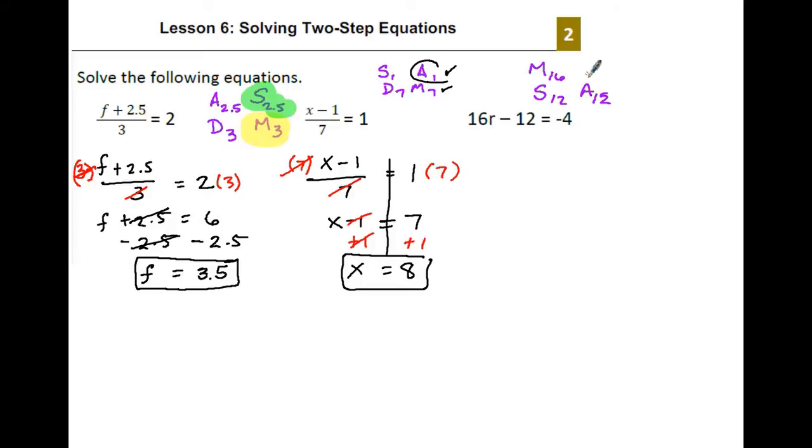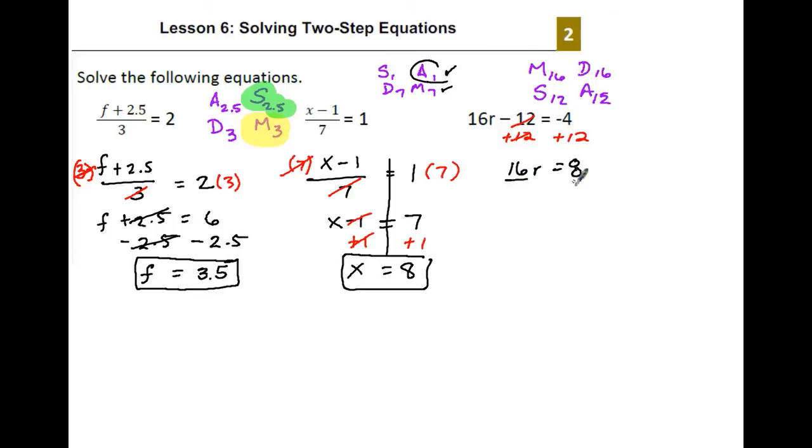And then we're not going to multiply by 16, but we're going to divide by 16. So that would be our operation. We're always thinking opposite, inverse operation. So first thing is to add a 12. So we're going to go ahead and add a 12. The 12s are going to cancel, and we have 16r equals 12 minus 4, which is going to be 8.